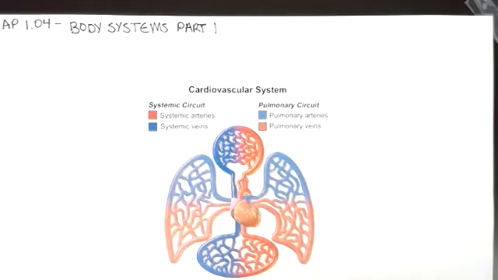And my diagram is in color. Yours is black and white, but you'll notice on mine, we have the two colors. We have red and we have blue, and then we have the systemic circuit and the pulmonary circuit. Before we go to that, let's talk about the major structures.